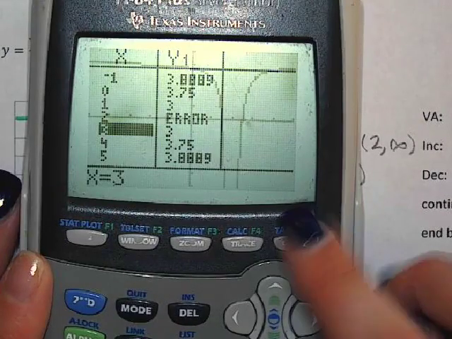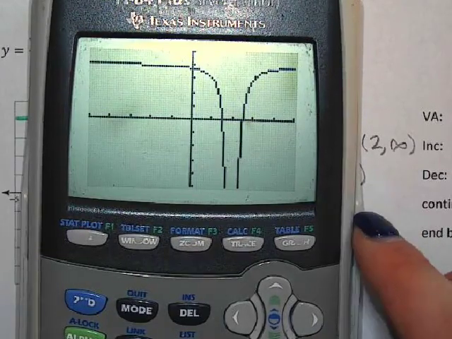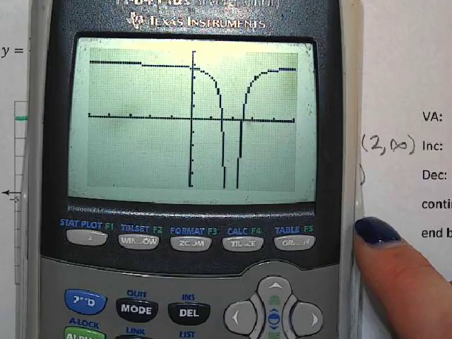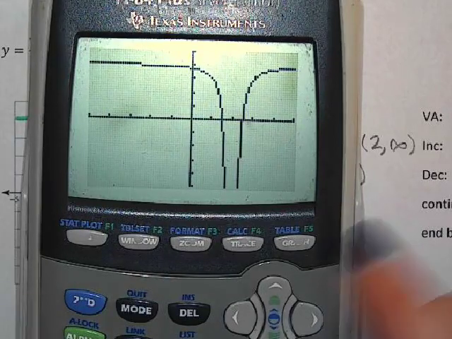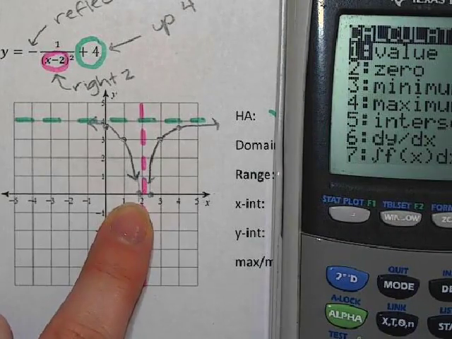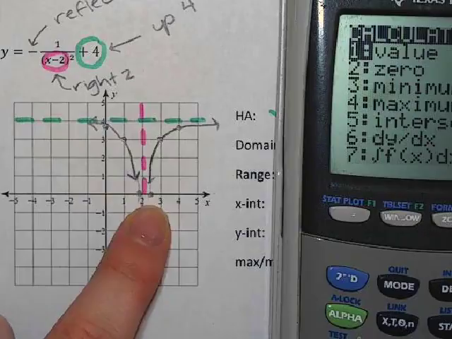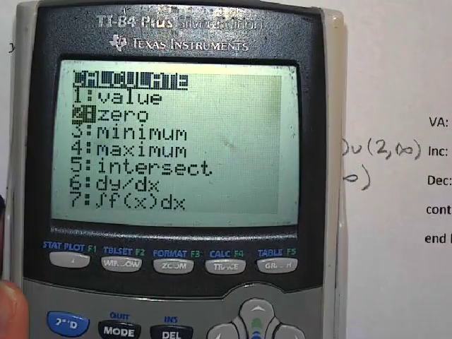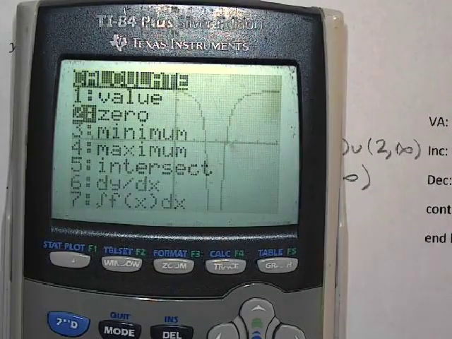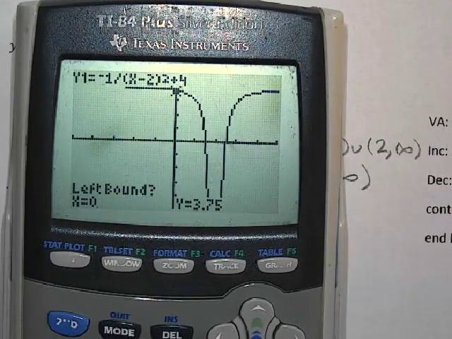So go ahead and hit, to get back to your screen, I'm going to show you guys a little trick that is nice when you're feeling lazy and you don't want to scroll left and scroll right. If you hit second trace, we know that the x-intercept is somewhere between 1 and 2, right? One of them's between 1 and 2, the other one's between 2 and 3. So I'm going to hit number 2 just like normal to find my x-intercept. But when it says left bound, instead of hitting the arrow and scrolling, I'm just going to type 1.